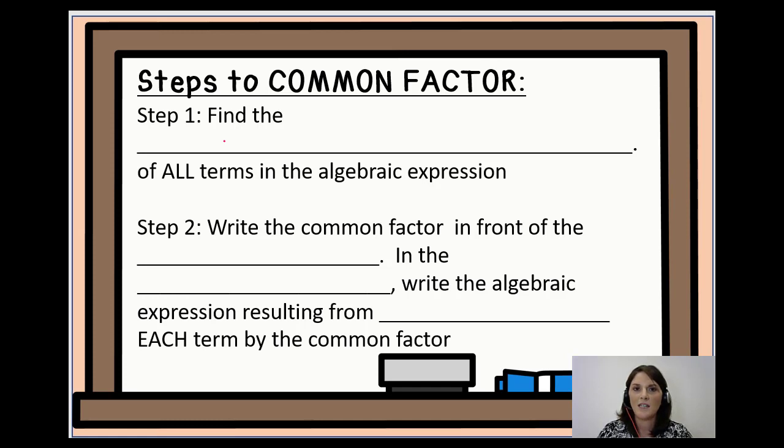First we're going to talk about the steps to common factor. The first step is we need to find the greatest common factor of all terms in the algebraic expression. The second step is we need to write the common factor in front of the brackets. In the brackets, we're going to write the algebraic expression that results from dividing each term by the common factor.